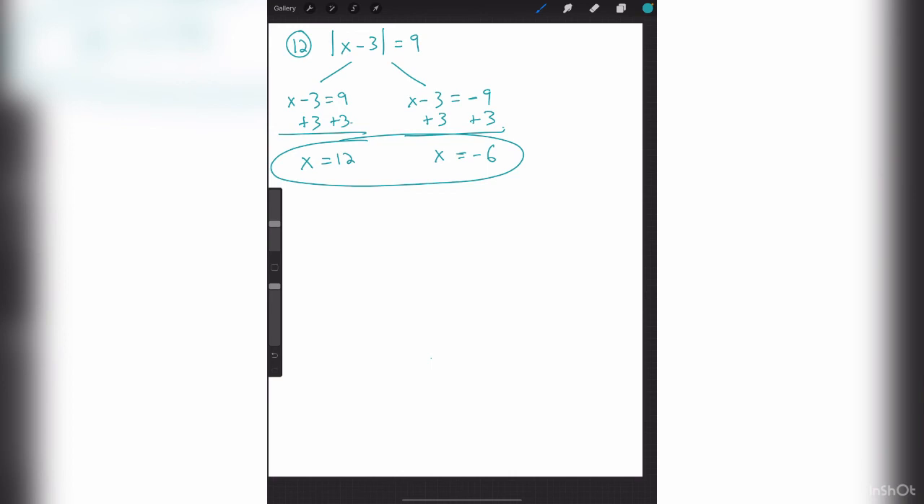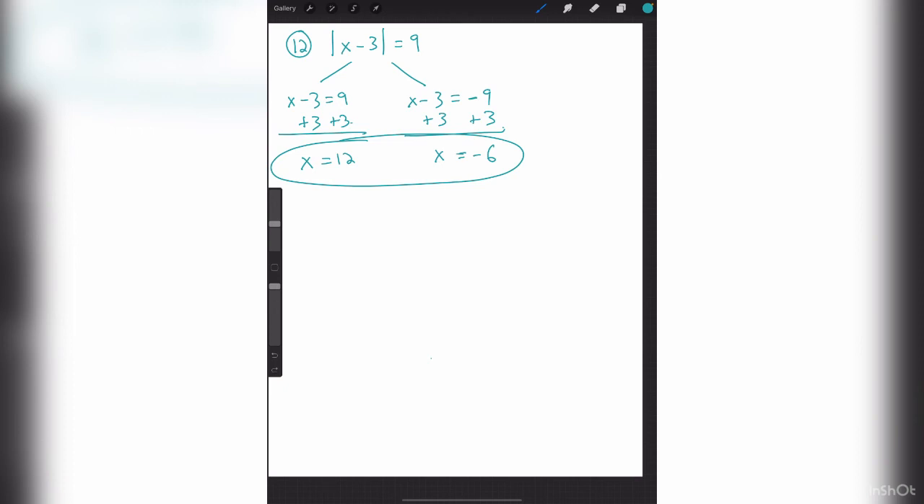And if I were to check it and try substituting in 12 for x up here, 12 minus 3 is 9. And the absolute value of 9 is 9. If I try substituting in negative 6 for x, negative 6 minus 3 is negative 9. The absolute value of negative 9 is 9.